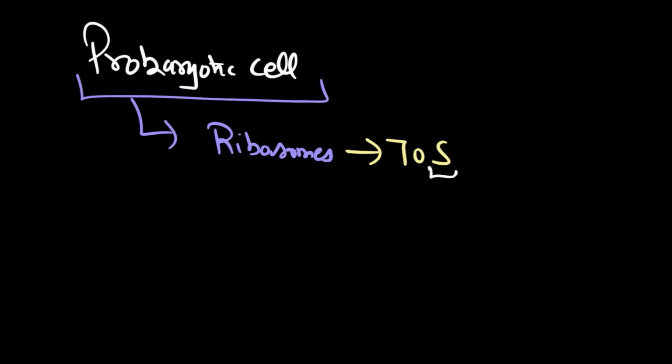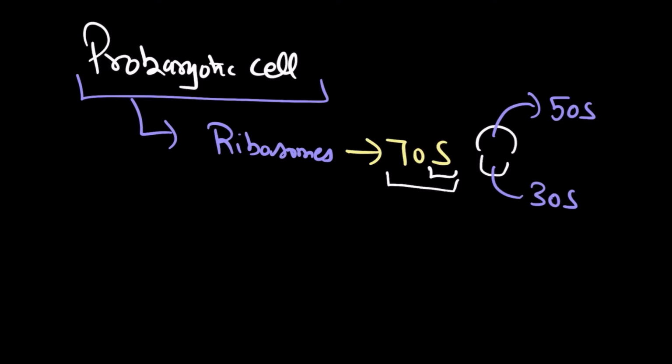So when you centrifuge the ribosomes of a prokaryotic cell, they sediment at 70S. And remember, the ribosomes have two subunits. One is large, another is small. So in the case of a prokaryotic cell, the ribosomes are of 70S type, and they have two subunits. The large subunit is 50S type, and the small subunit is 30S type.